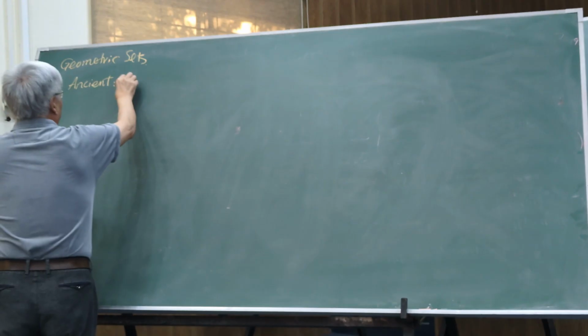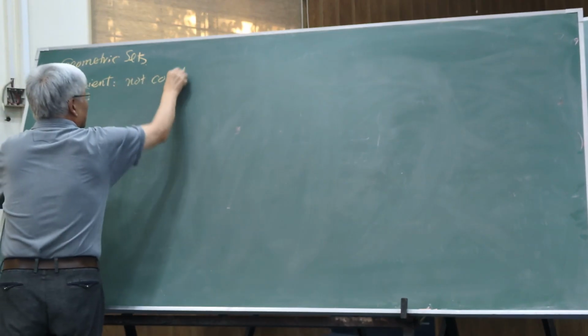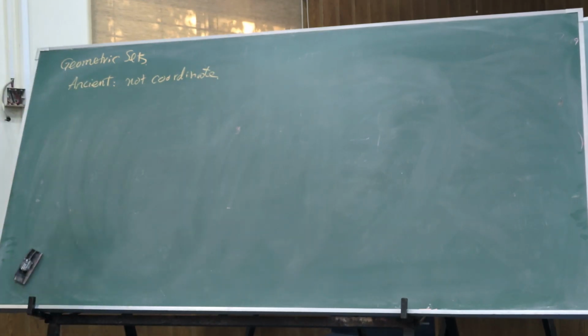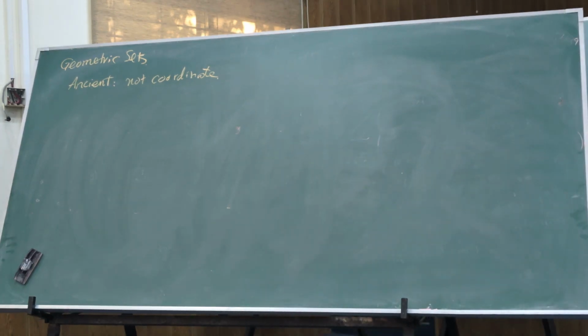And usually not coordinate. Of course, if you have a coordinate, that would be better. So the first concept is defined by Euclid's element called bisector. We have touched upon this already.